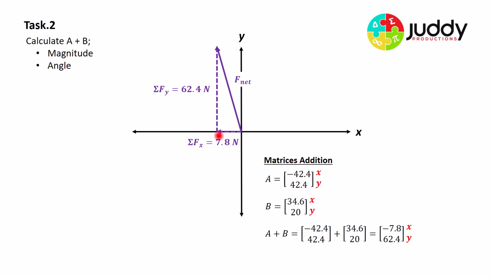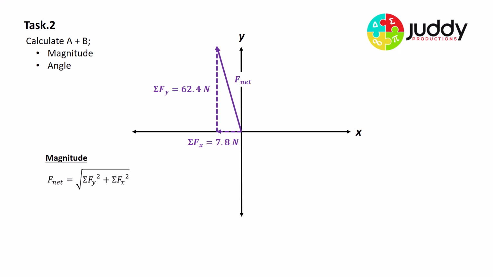So here's our 7.8 negative towards the left, as we did previously. Likewise, the y term for vector A was 42.4, and the y term for vector B was 20. Add them together, we get 62.4. And that was the vertical component. A nifty technique to add two vectors in a quick way using matrices.